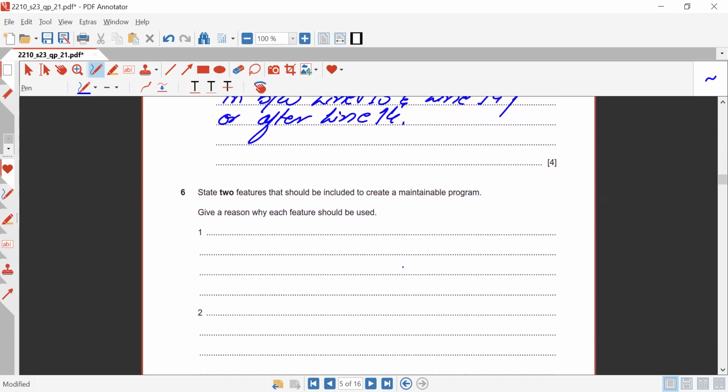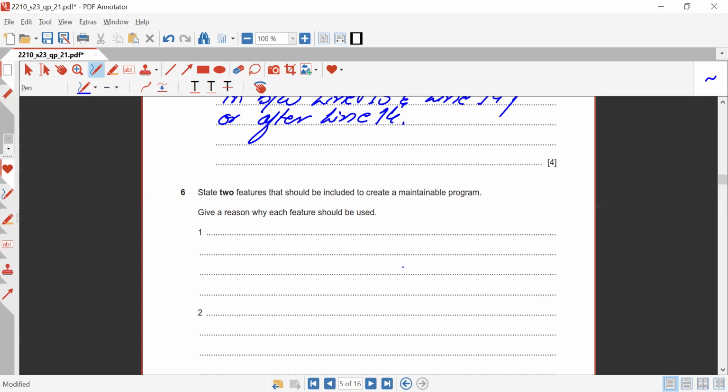Okay, now coming towards question number 6. What does question number 6 say? State two features that should be included to create a maintainable program. Give a reason why each feature should be used. So we should first of all make a modular program. That means we could have a procedure and a function because it will be easier to update or easier to handle. We should have comments as well so that it could be easier for other persons to understand or to explain it to anyone else. And we should have meaningful identifiers as well.